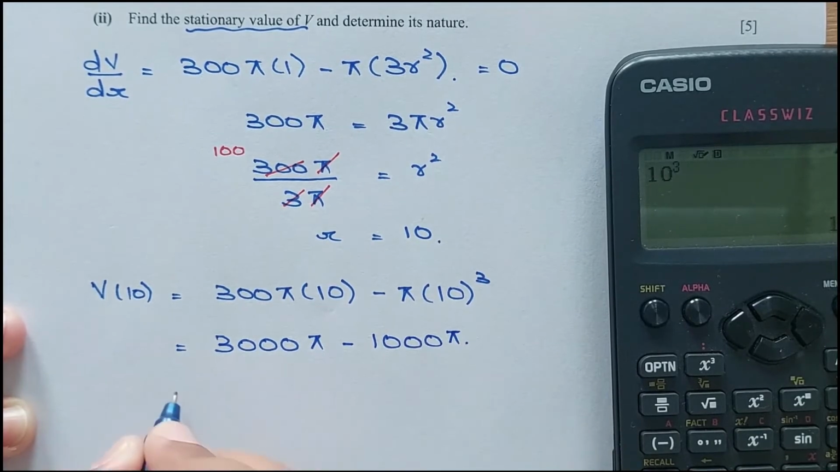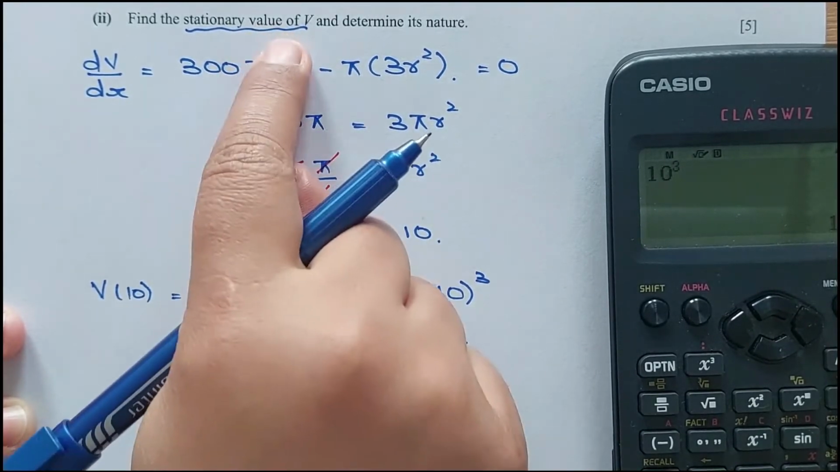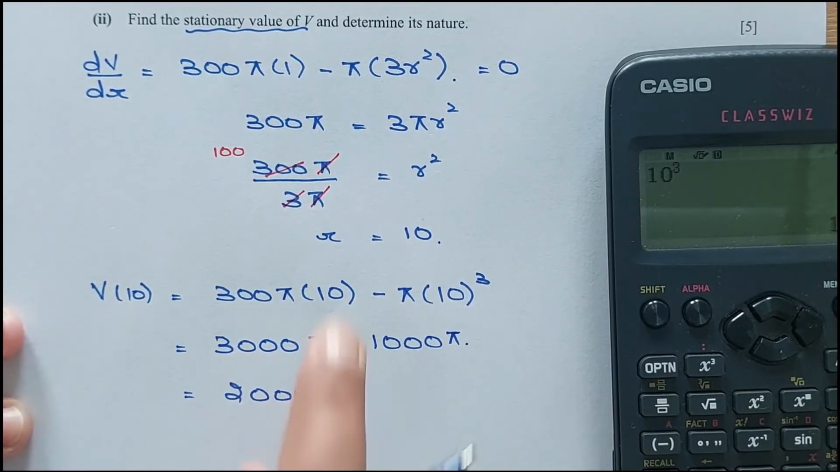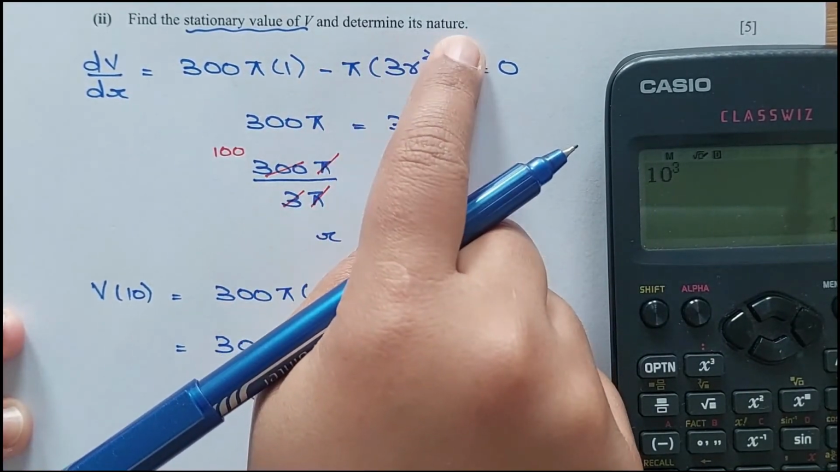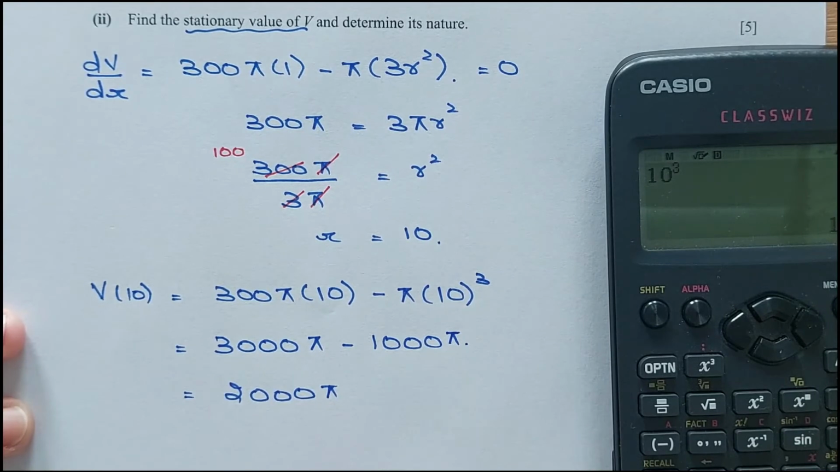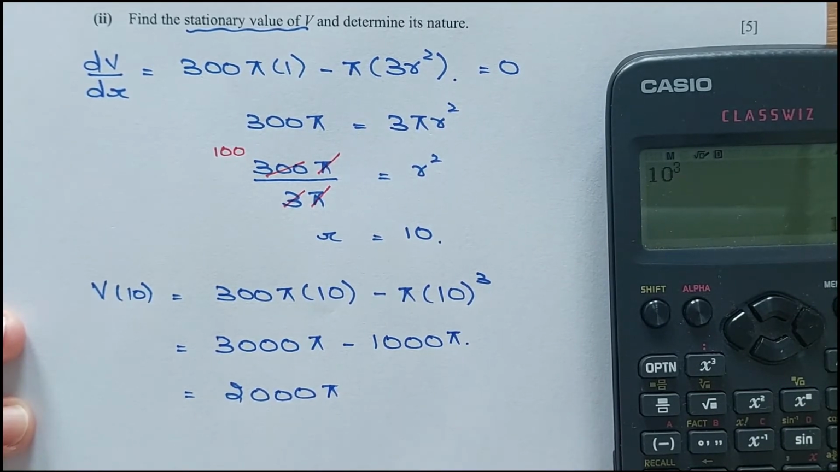So 3000 subtract 1000 is 2000 pi. This is the stationary value of V, right? Now the second thing we have to find is to determine its nature. So we can get the nature by taking the second derivative, d²V by dr².